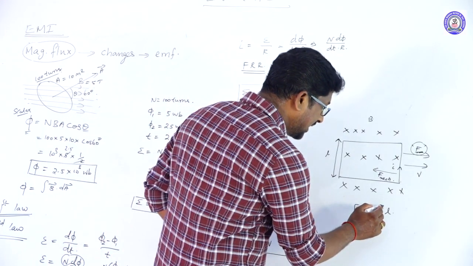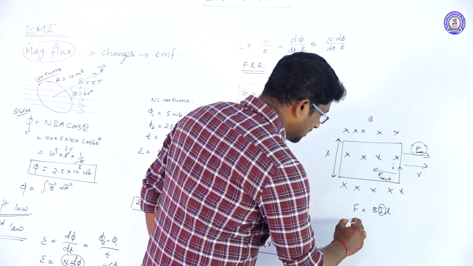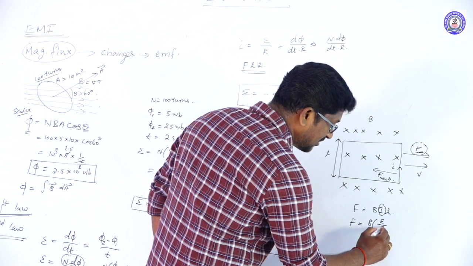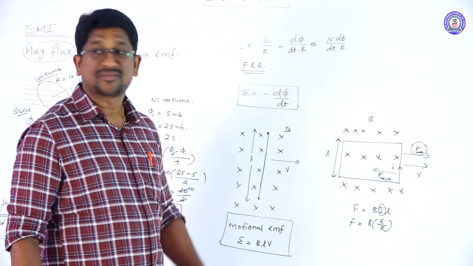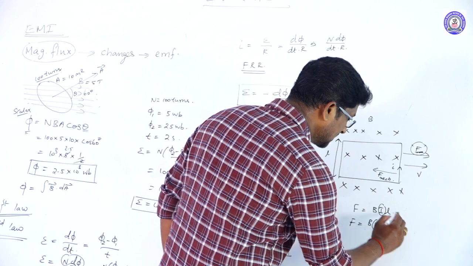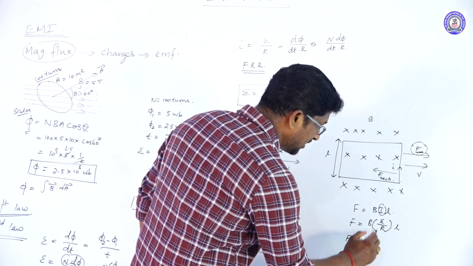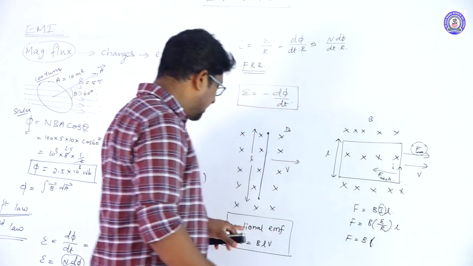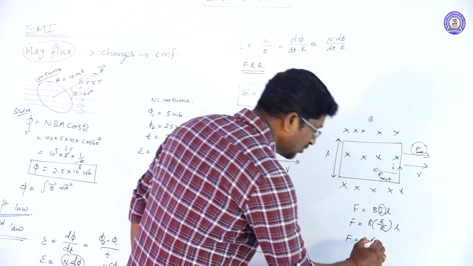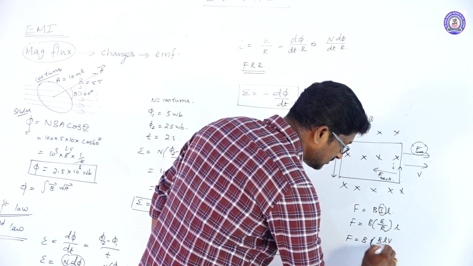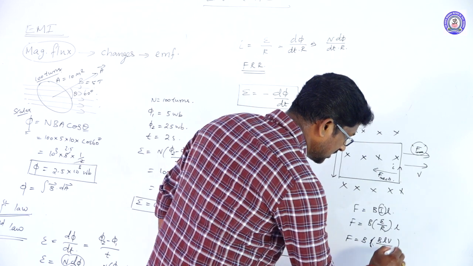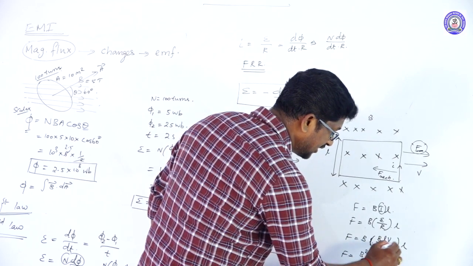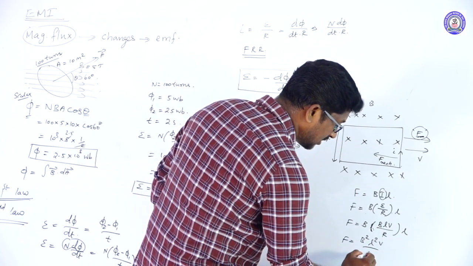Right. Here I is the induced current. Already we know that induced current is given by induced EMF divided by the resistance of the coil or the resistance of the circuit, into L. Right. F is equal to B into induced EMF. The induced EMF here means the motional EMF. The motional EMF is BLv divided by R, into L. So therefore F is equal to B into B, L into L, square v divided by R, that is F is equal to B squared L squared v divided by R.